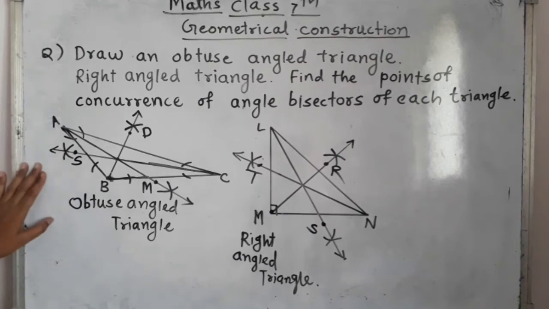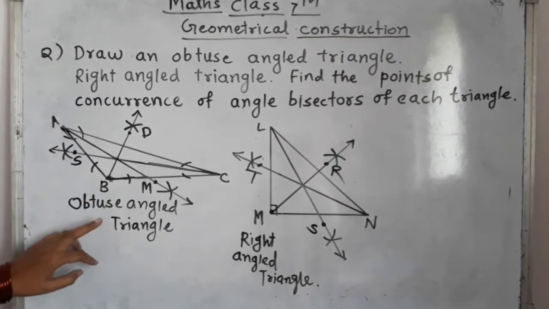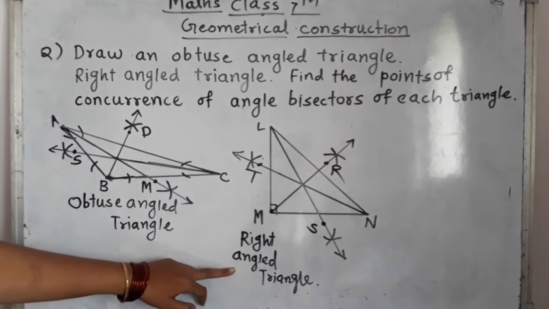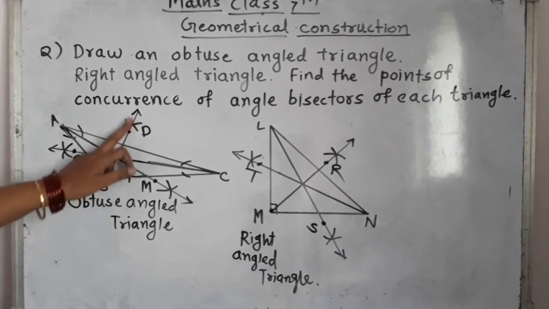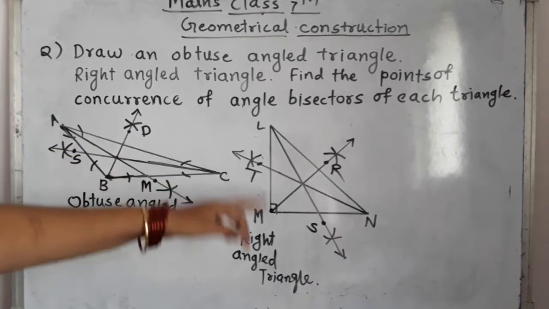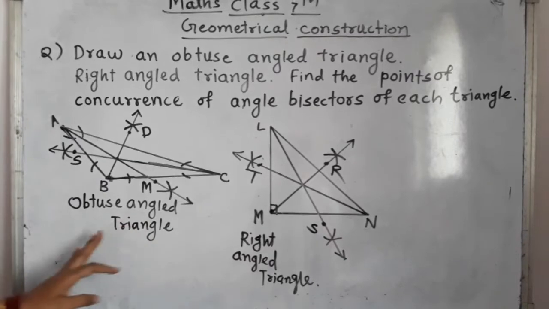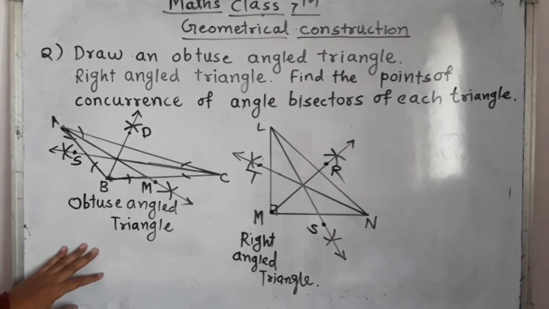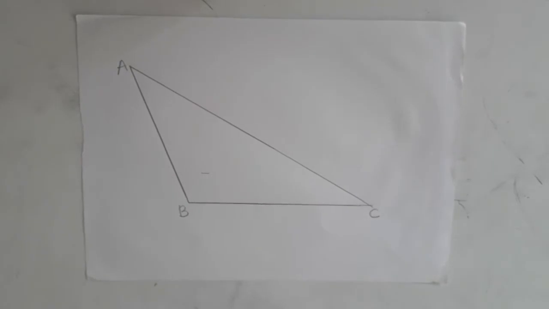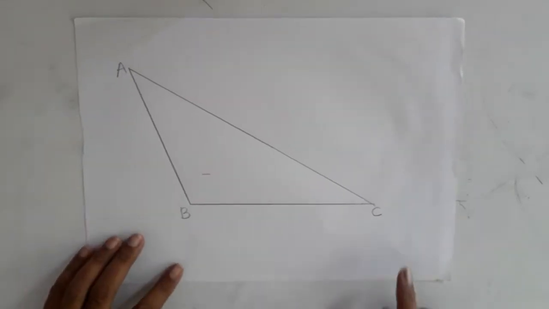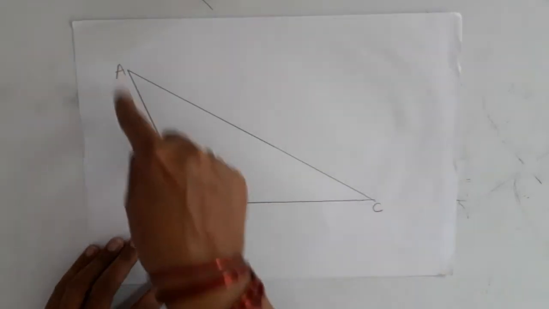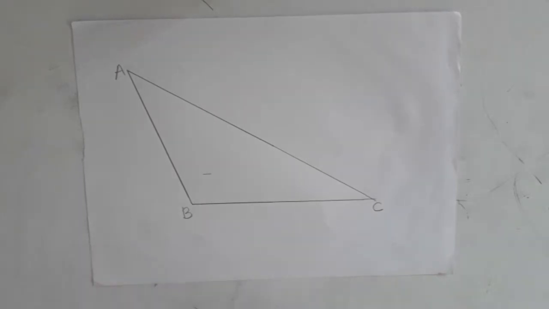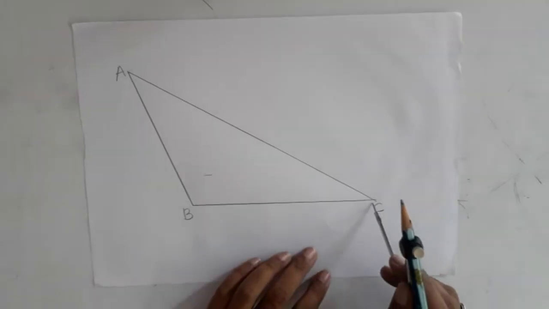Let us see how to construct these two triangles, obtuse angle triangle and right angle triangle, and let us see how to draw the angle bisectors of each triangle. Okay. Let us see how to draw angle bisectors of this obtuse angle triangle ABC with the help of compass. See, put the point of compass here at point C.